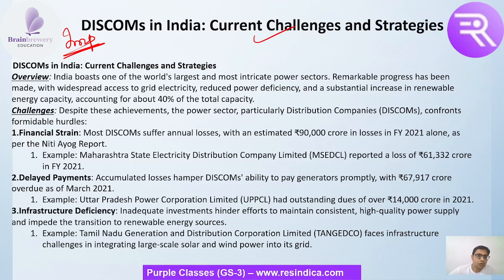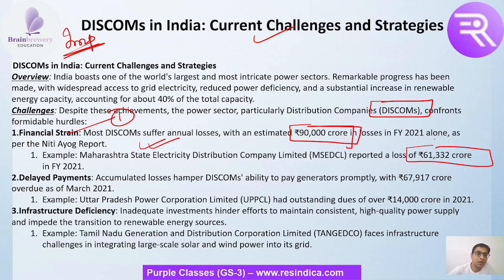Okay, so the challenges that are being faced by the distribution companies are, first, financial strain. There is a lot of financial strain on the distribution companies. Most of the distribution companies are at a loss, an overall loss of 90,000 crore. As per the Niti Aayog report, if we go by the example, Maharashtra State Electricity Board reported a loss of 61,000 crore in financial year 2021. And this is the first aspect.